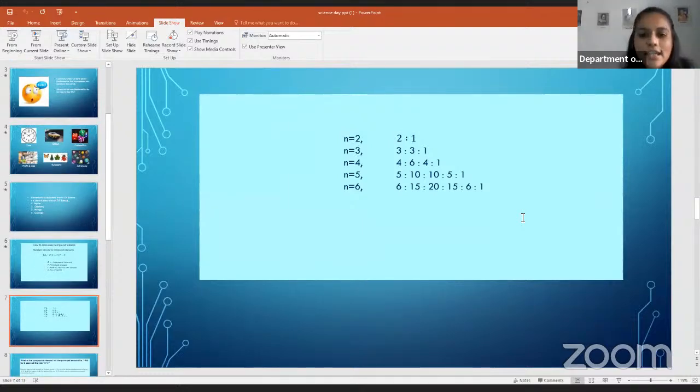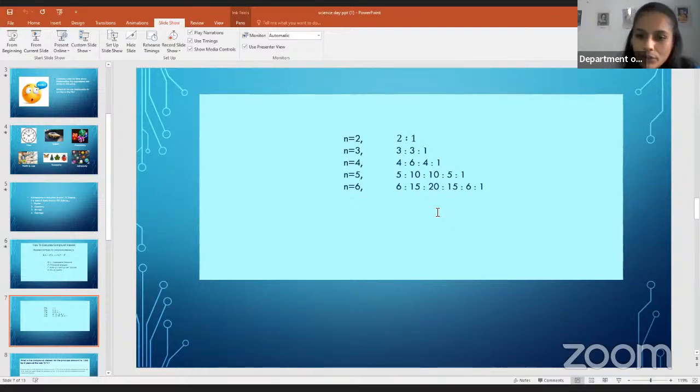Here I have one triangle-like figure. It is basically an implementation of Pascal's triangle. All of us know what Pascal's triangle is. This is the Pascal triangle. For n equal to 2, we have 2:1, ratio 2:1. Then on the next line, for n equal to 3, we have 3:1.